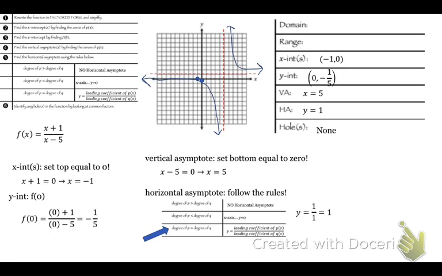Okay, for my domain here, that's your x values, and that's going to be -infinity to 5, and then 5 to infinity. My range is y values, so that's going to be -infinity to 1, and then 1 to infinity. Okay?